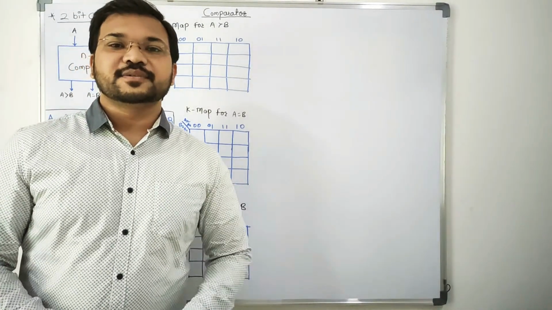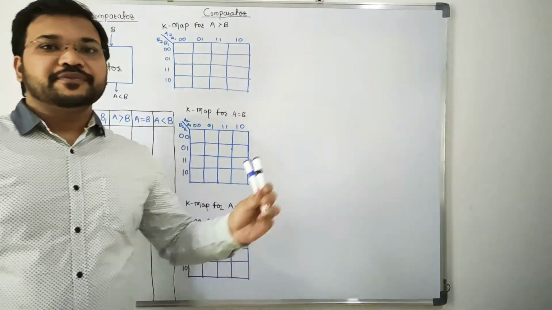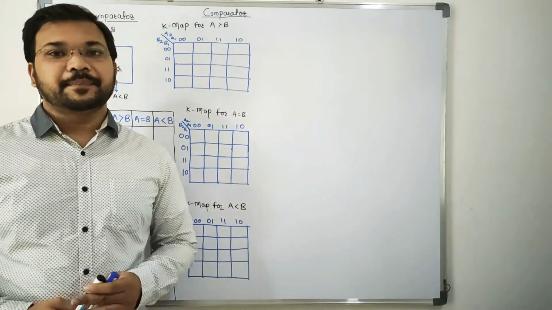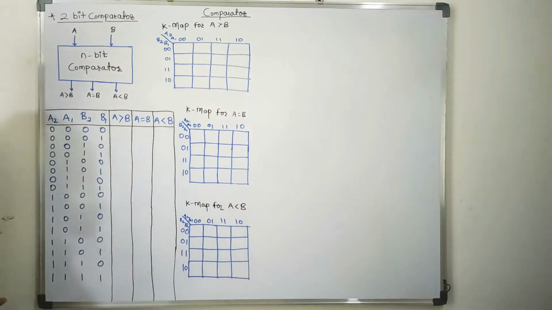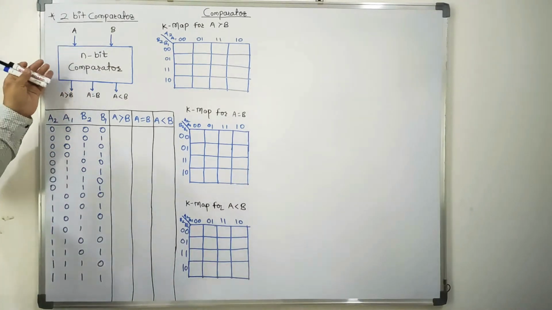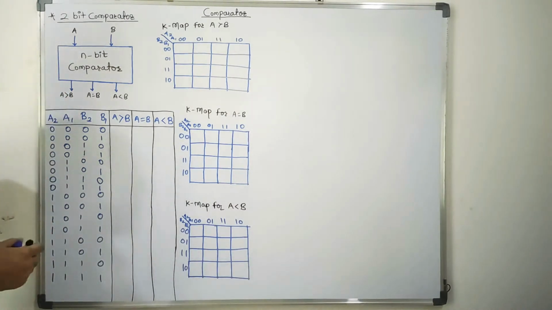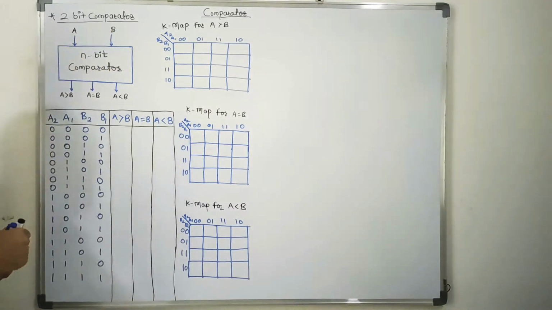In this class we will discuss the 2-bit comparator. In the previous video we discussed the 1-bit comparator. That comparator is used to design the n-bit comparator. Here we have discussed the 2-bit comparator.